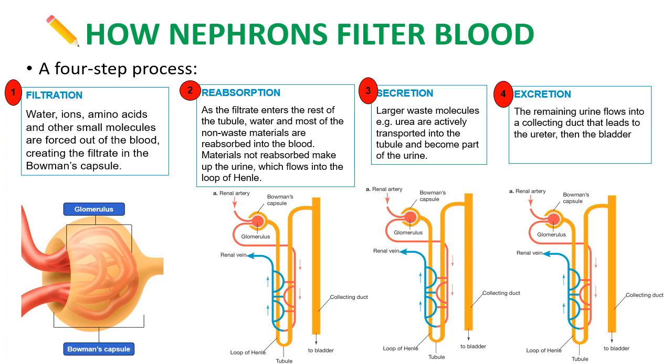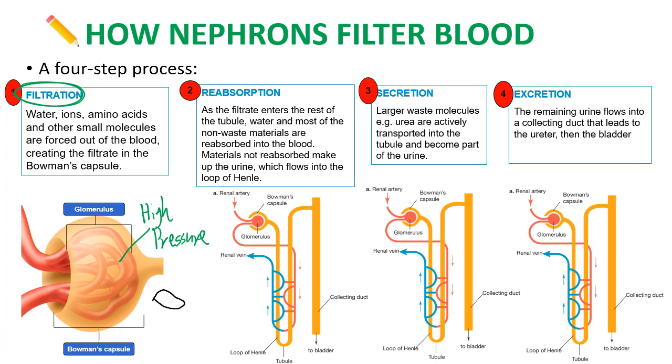Like I mentioned, the filtration happens first, and that's in the glomerulus and the Bowman's capsule. So the blood is under really high pressure when it enters this little capillary here in the glomerulus. And the high pressure is enough to force a whole lot of the liquid and the small ions between the gaps in the cells of the capillary.